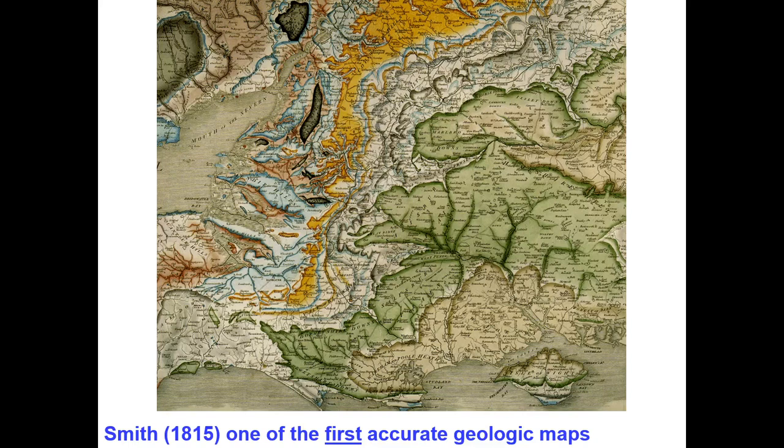So this is one of the first geologic maps ever created. Again, it was created by William "Strata" Smith, and correlates rocks on either side of the English Channel. So some of them in France, some of them in England, but he finds rocks of the same age or similar ages. Okay.